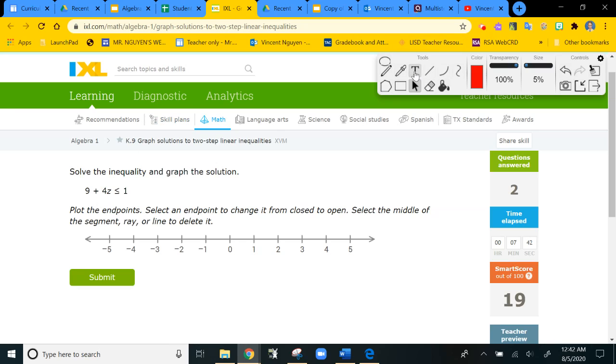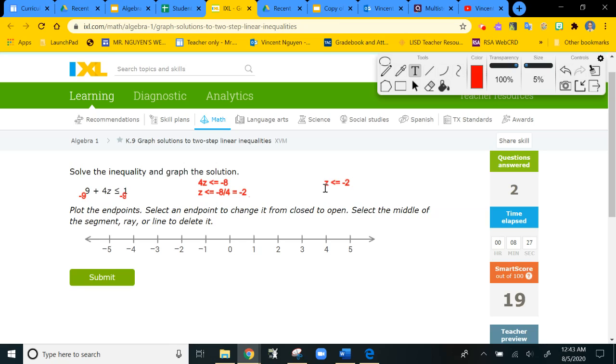Move the 9. So I'm going to be subtracting 9, right? So subtract 9 on this side, subtract 9 on this side. So I'm going to end up with 4z is less than or equal to 1 minus 9 is -8. And then I'm going to divide by a positive 4. Now notice, every time you divide by a positive number, you do not have to switch the inequality. It's going to be less than or equal to -8 divided by 4, and that's going to give me a -2. So my solution here is z less than or equal to -2.